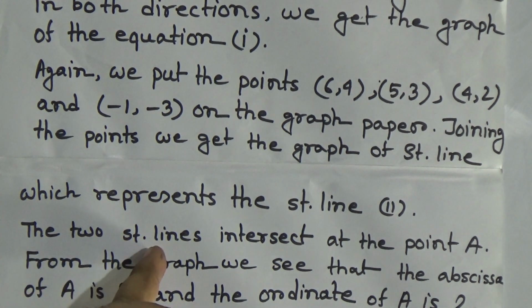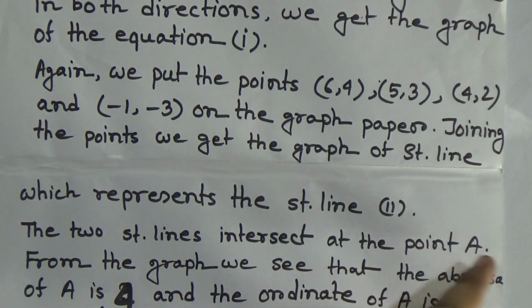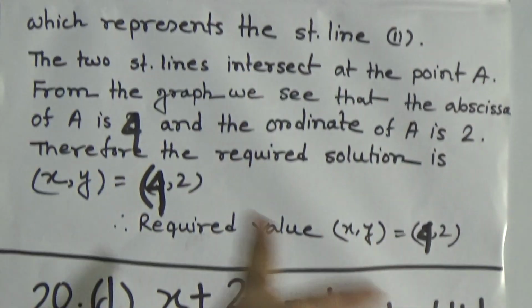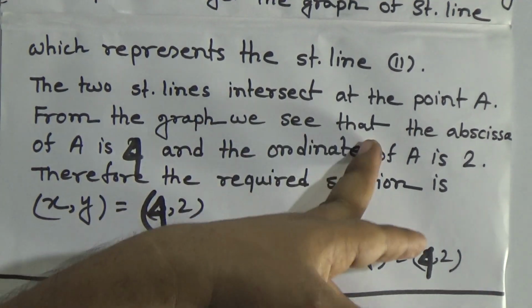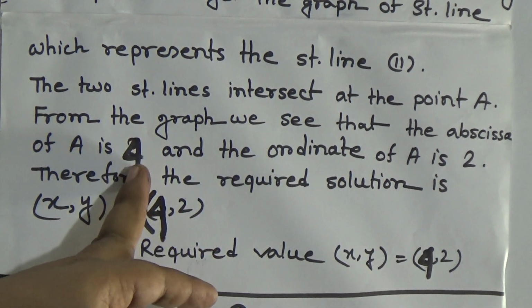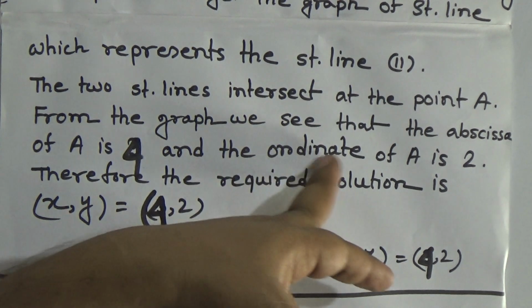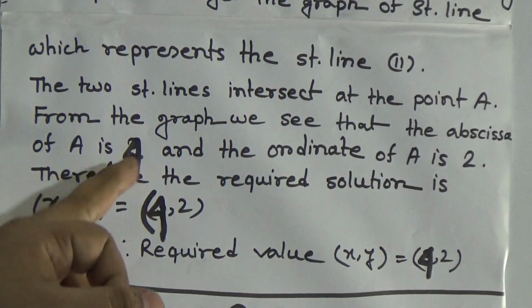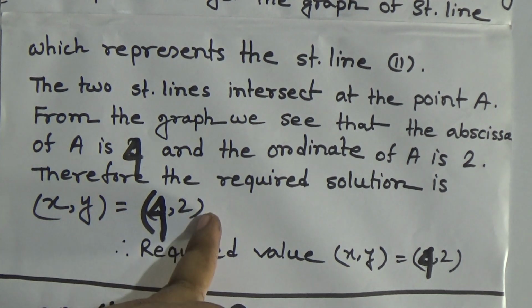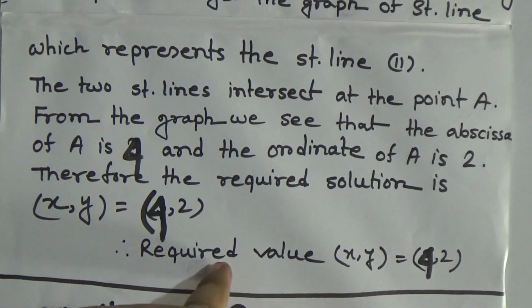Now, the two straight lines intersect at the point A. From the graph, we see that the abscissa of A is 4 and the ordinate of A is 2. Therefore, the required solution is x comma y equal to 4 comma 2.